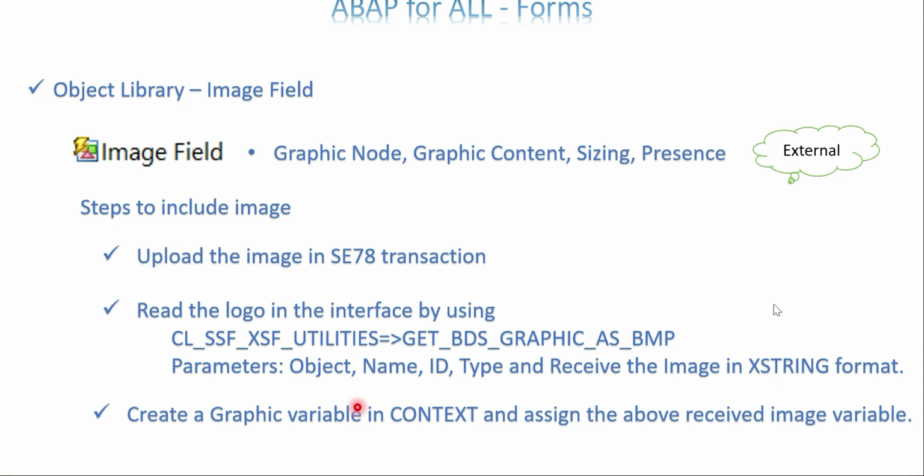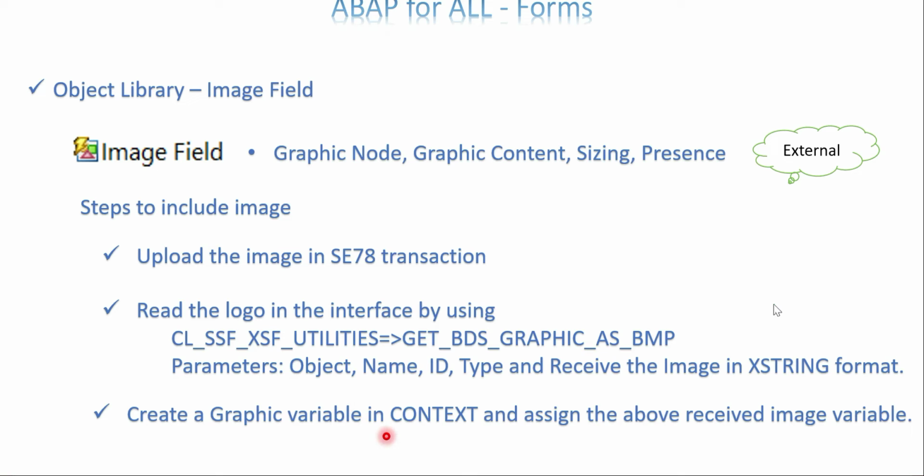And finally, did I add that one? No. Okay, I missed it. Finally, you have to bind your graphic node to the image field, not your variable. So be clear on it. The variable is to be assigned to your graphic node, and the graphic node is going to be bound to your image field. Once it is done, the image is displayed in your PDF output.